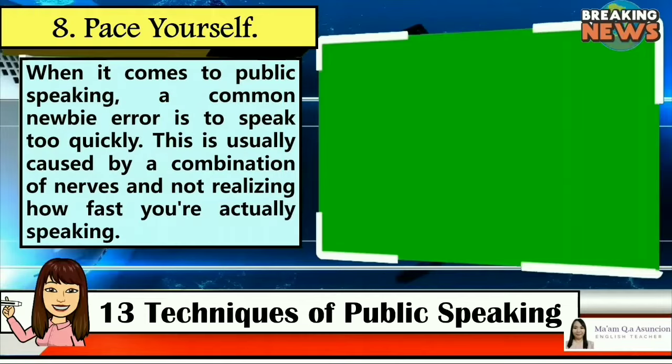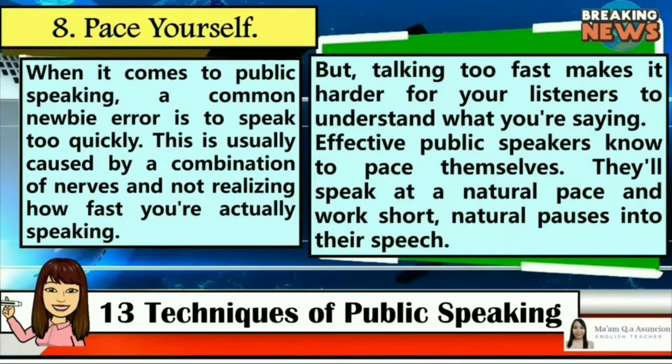Number 8, pace yourself. When it comes to public speaking, a common newbie error is to speak too quickly. This is usually caused by a combination of nerves and not realizing how fast you're actually speaking. But talking too fast makes it harder for your listeners to understand what you're saying. Effective public speakers know to pace themselves. They'll speak at a natural pace and work short, natural pauses into their speech.